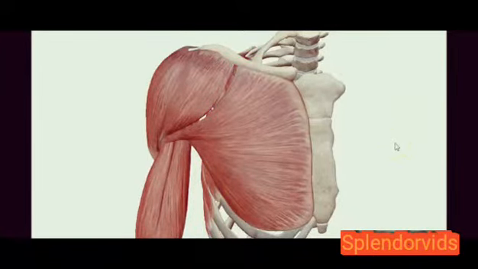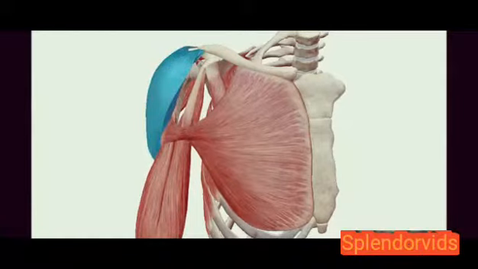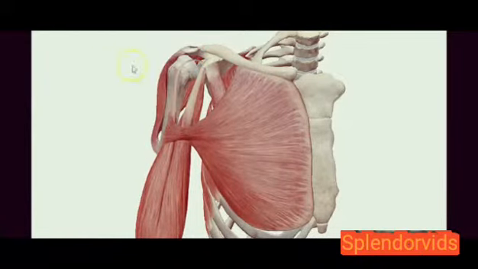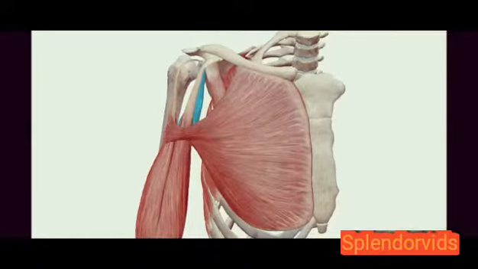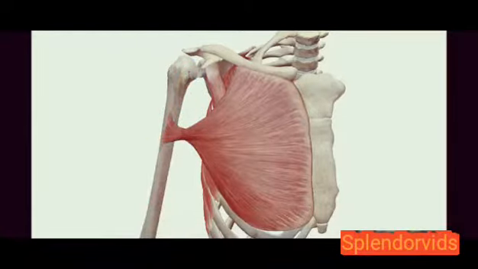In order to concentrate on pectoral region muscles, we have to hide all other muscles like this: deltoid and coracobrachialis with short head of biceps and long head of biceps. Okay, now we will discuss every muscle in the pectoral region regarding attachments and action.